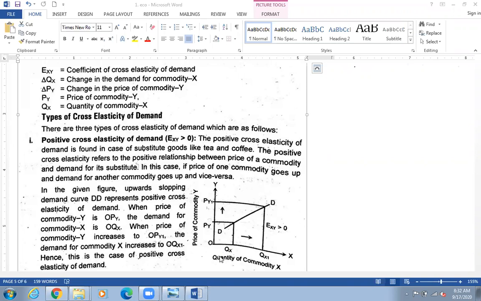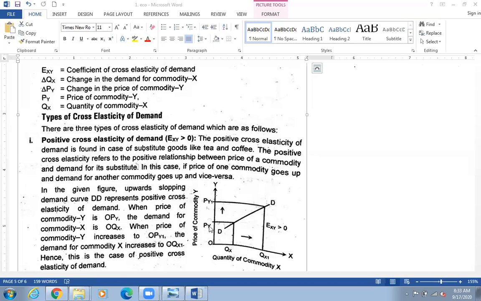So in substitute products, you will go for the one which is a little bit cheaper in comparison. You will always go for the one which is a little bit cheaper than the next one. Okay, so when the other's price increases, our demand also increases.